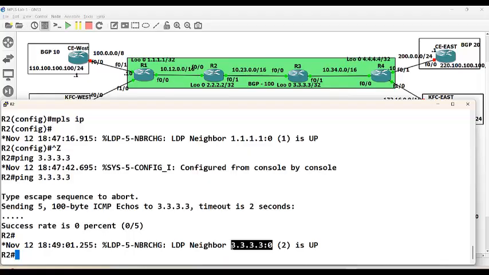MPLS, BGP, and OSPF. All these three are running on R1 and R4. On R1 and R4, I have MPLS, I have BGP, I have OSPF.